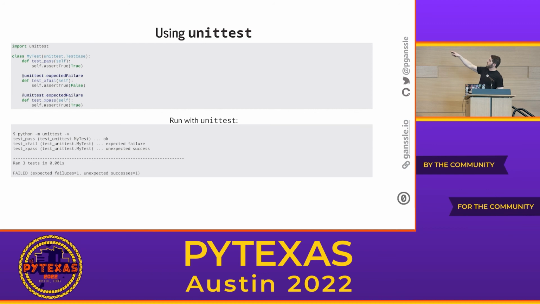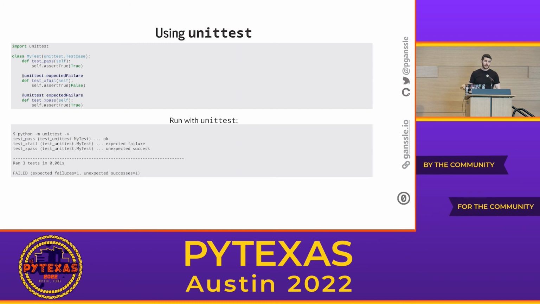For expected failures, it marks it as expected failure, and that won't fail the test suite. For xpasses, it calls it unexpected success, and that fails the test suite. So it actually has the strict=True behavior by default.